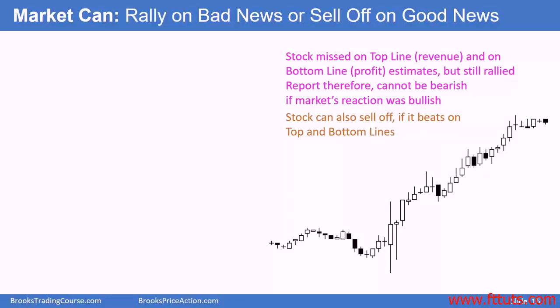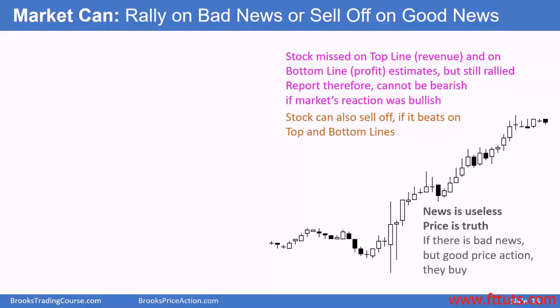Likewise, the stock can also sell off if it beats on the top and bottom lines. So let's say it makes more money than what people are expecting, and the total revenue is greater than what people were expecting. If the market goes down, I don't care. You can call it a bullish report. I would call it a bearish report. All I care about is the market's reaction to the report, not the pundit's opinion about what is bullish and what is bearish. News is useless. All that matters is price. Price is truth. So if there's bad news, but the price action is good, I'm buying.